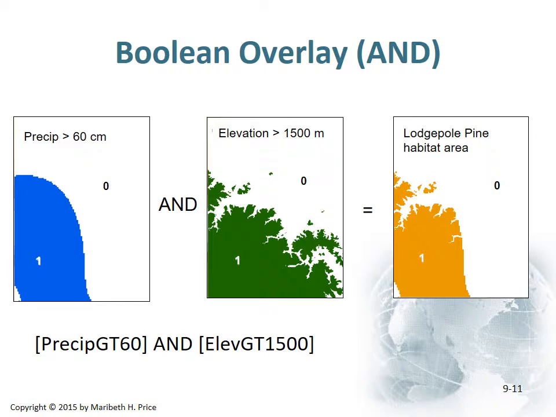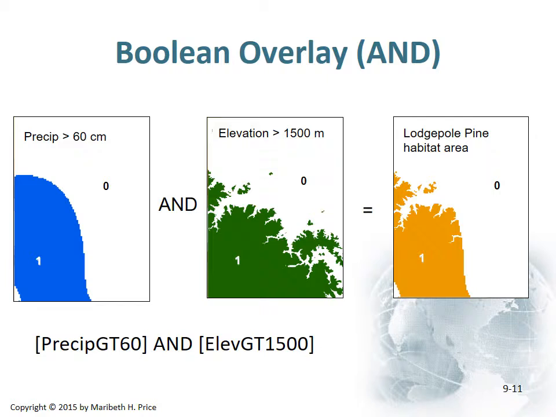Okay, if we combine those using an AND operator, so think about Boolean logic, 1 and 1 is 1. So in our output grid, all the areas that are common for 1, the intersection, are now what we're saying here is lodgepole pine habitat area. And all the places where we had zeros from both input grids, or we had a 1 and a 0 from the input grids, the output is 0. Okay? So that's how this works.